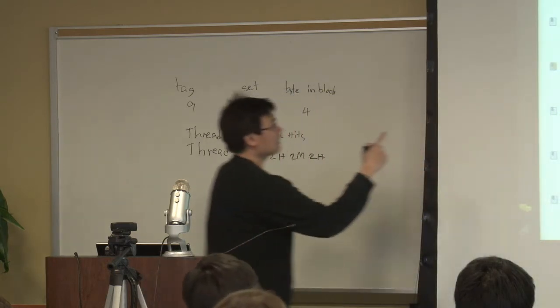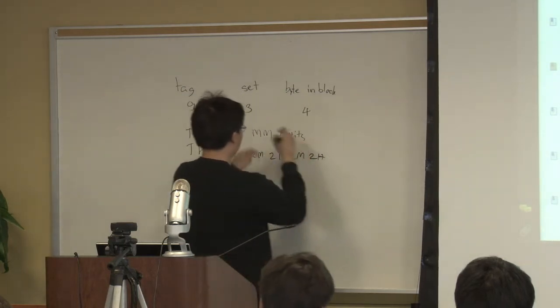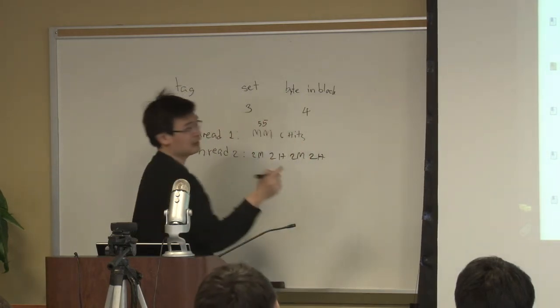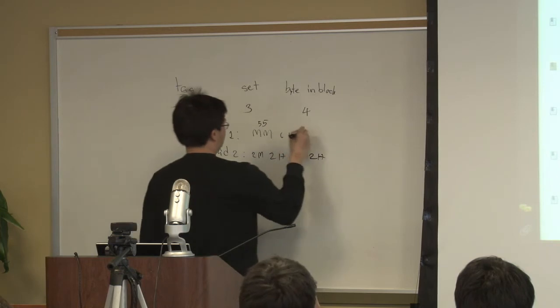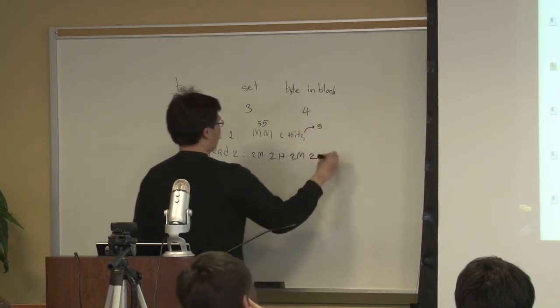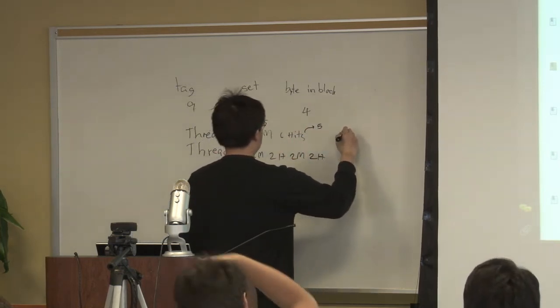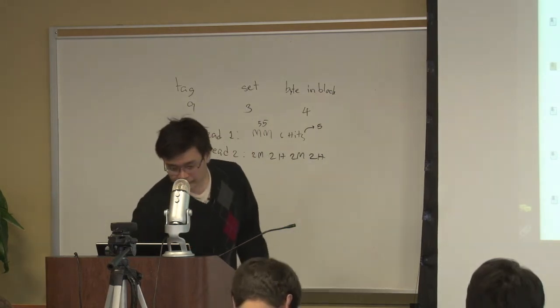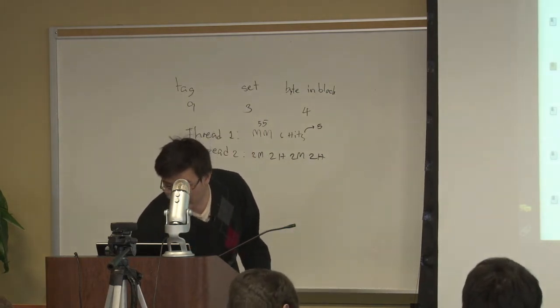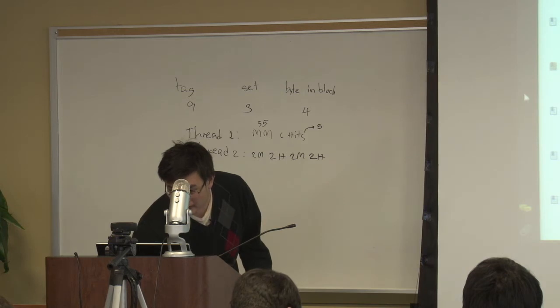So in the first case, you have 2 misses, and this will be about 55 cycles, as stated earlier. And then this, I believe, is 5 cycles each. So what you get is, what is here? 5 cycles? Yeah.